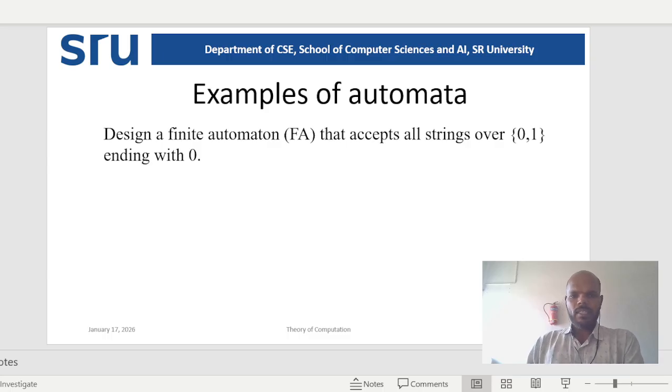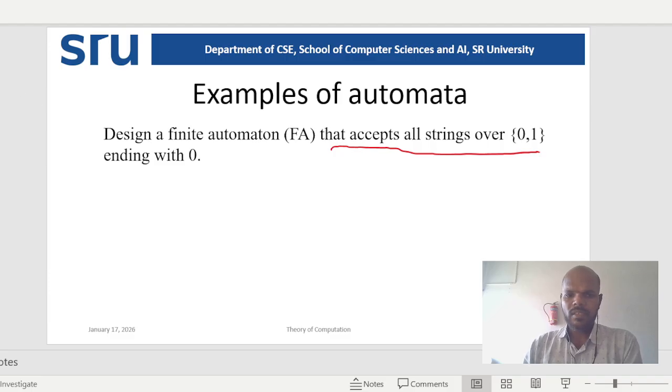First example: design a finite automata that accepts all strings over 0, 1 ending with 0. That means the strings accepted by the finite automata must end with 0. So, what are the strings?